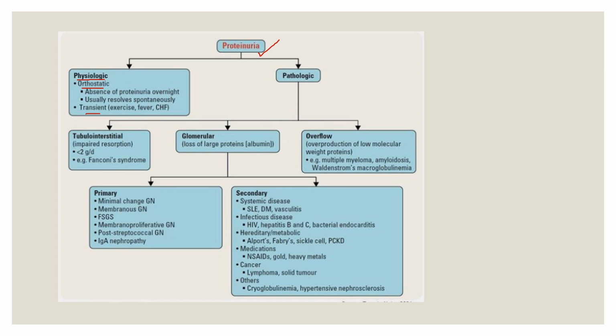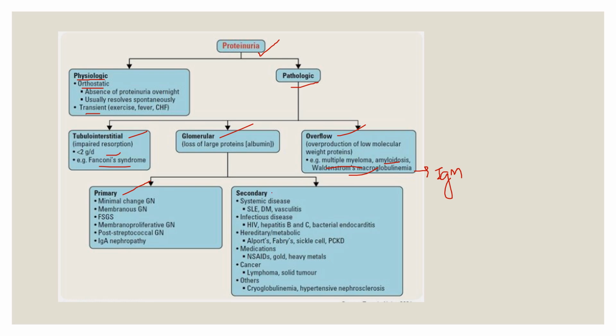Now the pathologic varieties are tubulointerstitial, glomerular, and overflow proteinuria. Overflow proteinuria with multiple myeloma and all, okay, which is the Bence-Jones proteinuria, with amyloidosis, with Waldenstrom's macroglobulinemia, which is the increase in IgM band. The tubulointerstitial is impaired reabsorption. It is less than 2 gram per day, and it is seen in Fanconi syndrome. The glomerular one is what we are mainly concerned with.